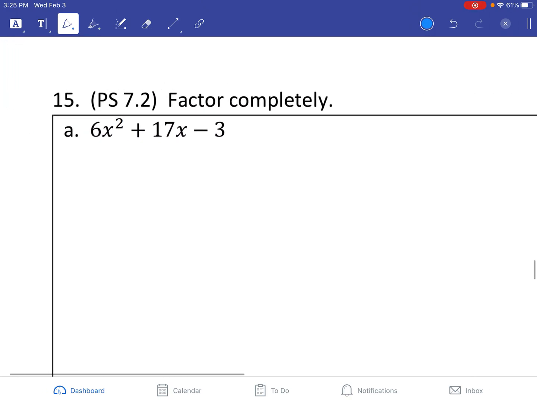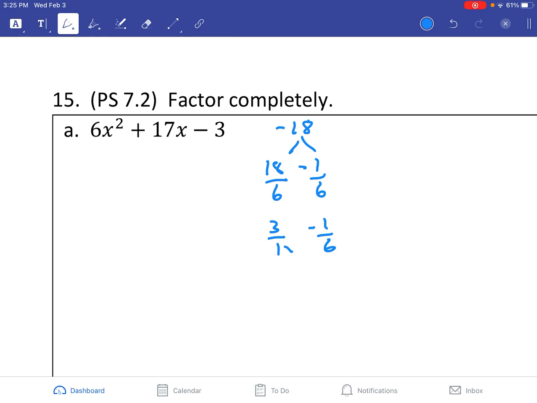Some more factoring. Multiplying 6 times -3, you get -18. The two numbers that multiply to give you -18 but add up to be +17 are going to be 18 and -1. I'm still going to do the bottoms up method. I think it's just faster. 6 goes as the denominators of both the factors. Reduce, you get 3 over 1 and -1 over 6. Get x and x, so you get x plus 3 and 6x minus 1.